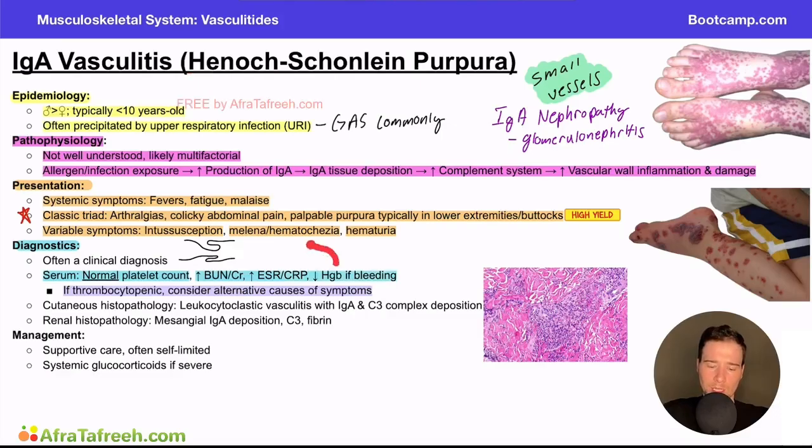Remember, we talked about the presentation. They could have some blood in their stools. So this could present with decreased hemoglobin if it's been going on for a while, or it's a notable amount.